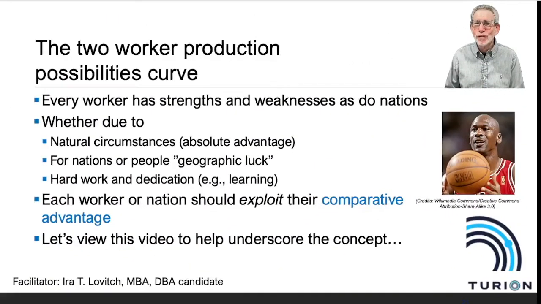And that leads us to the topic of the two-worker production possibilities curve. And again, we're using these examples to understand and actually to justify, to quantify why trade, especially trade between nations, is ultimately beneficial. So every worker, of course, has strengths and weaknesses, as do nations, right?